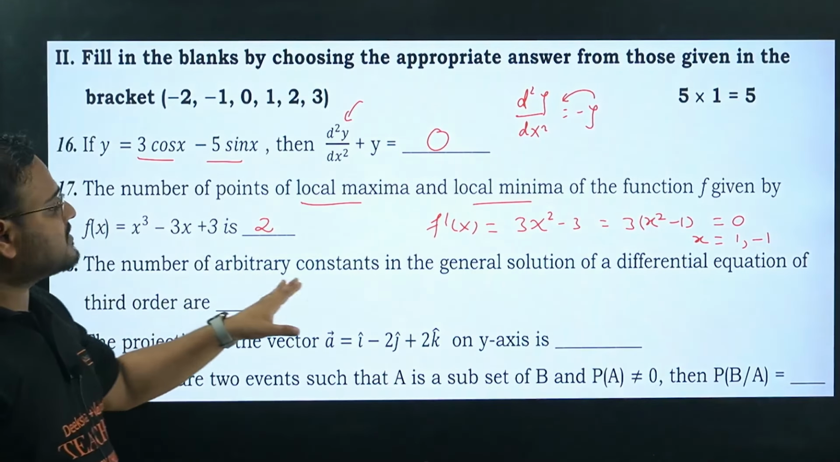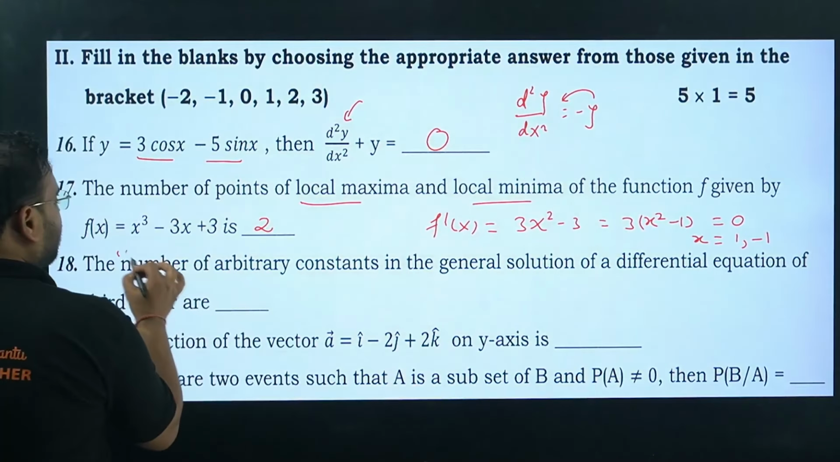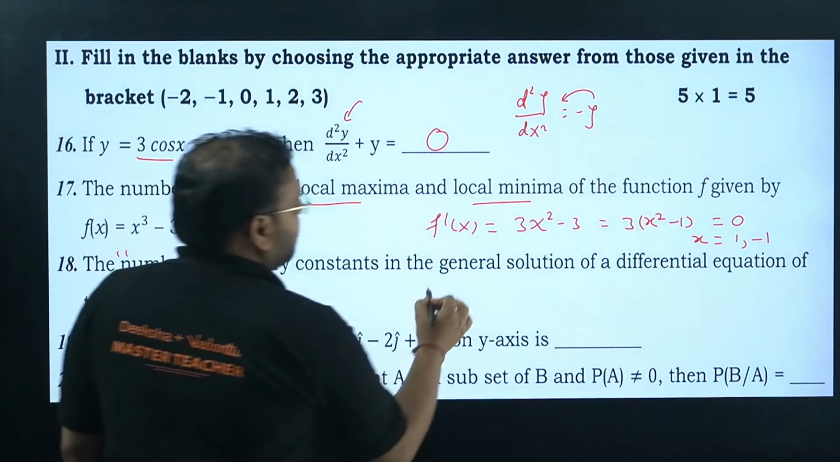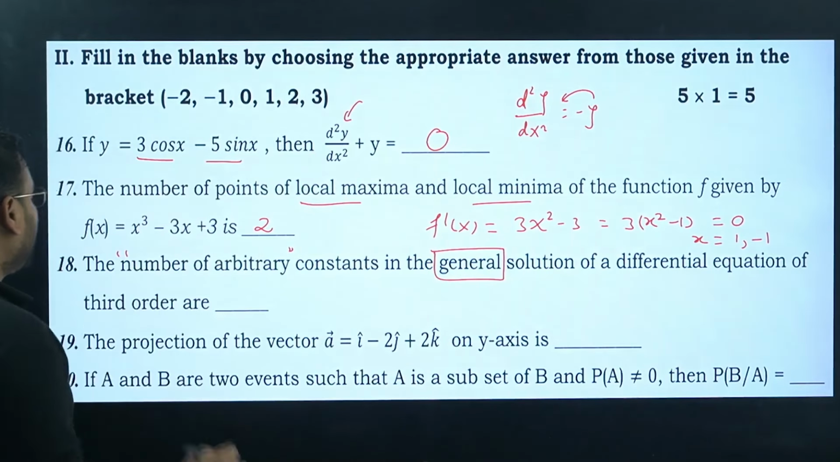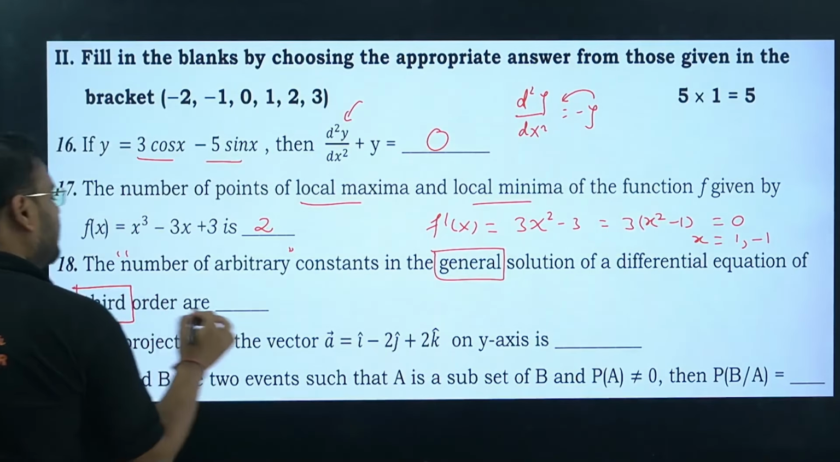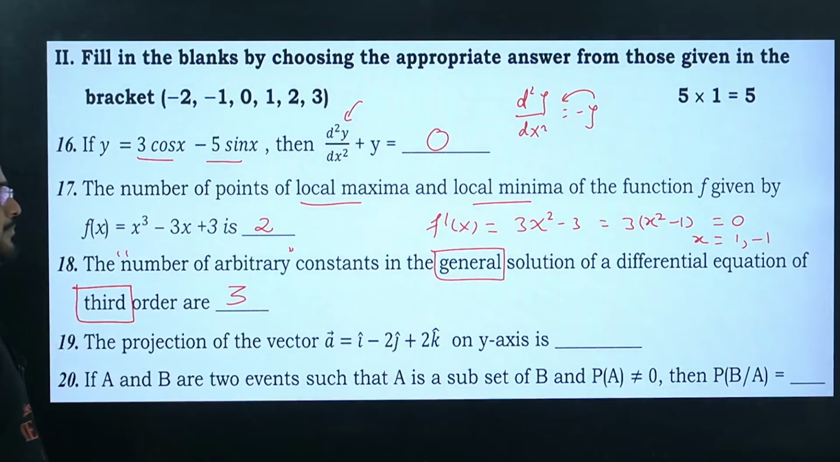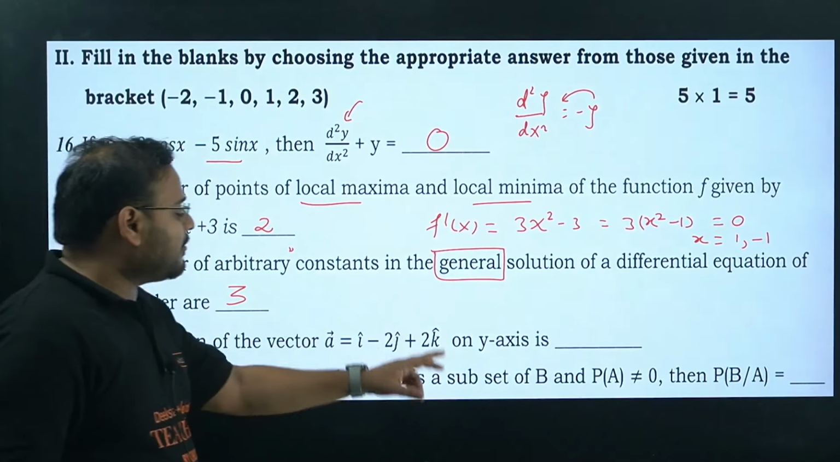The number of arbitrary constants, this is a very important word in the general solution. Okay, when the order is 3, answer will be what? 3. Answer will be what? 3 only. Projection of the vector A on y-axis.